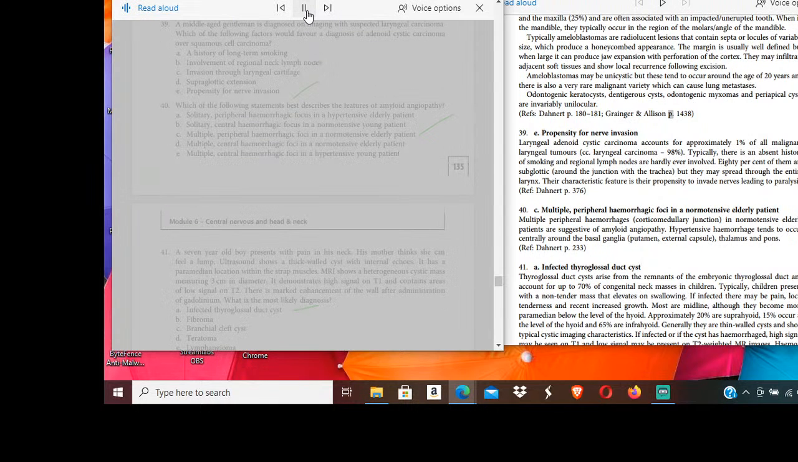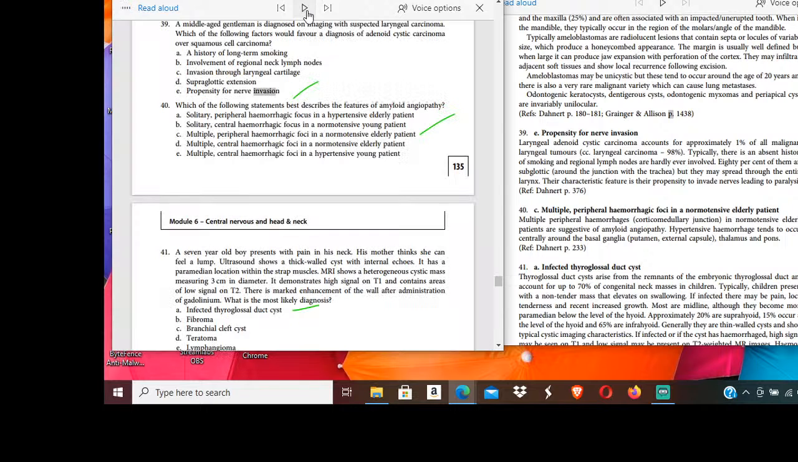39. A middle-aged gentleman is diagnosed on imaging with suspected laryngeal carcinoma. Which of the following factors would favor a diagnosis of adenoid cystic carcinoma over squamous cell carcinoma? A. A history of long-term smoking. B. Involvement of regional neck lymph nodes. C. Invasion through laryngeal cartilage. D. Supraglottic extension. E. Propensity for nerve invasion.